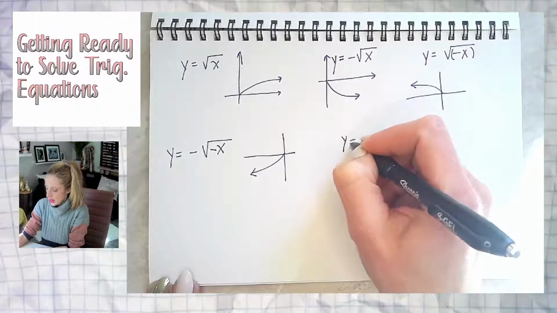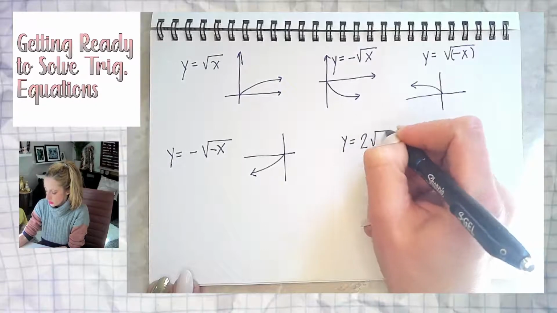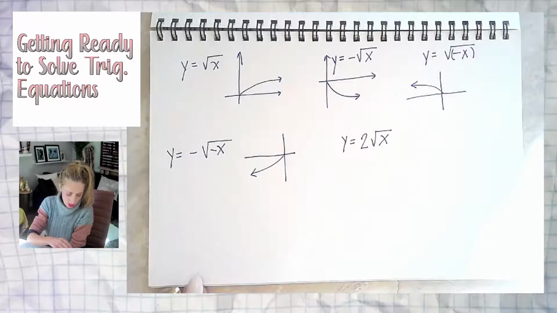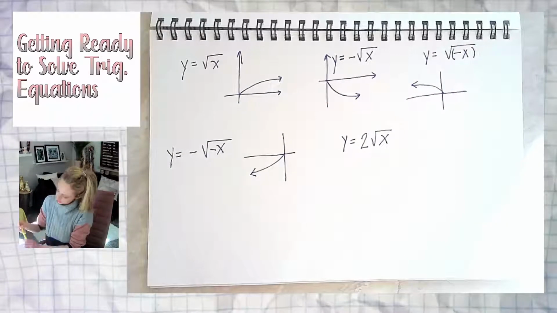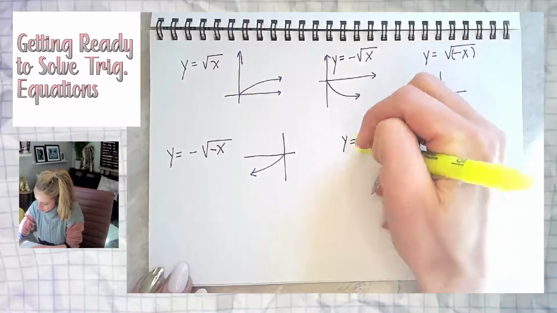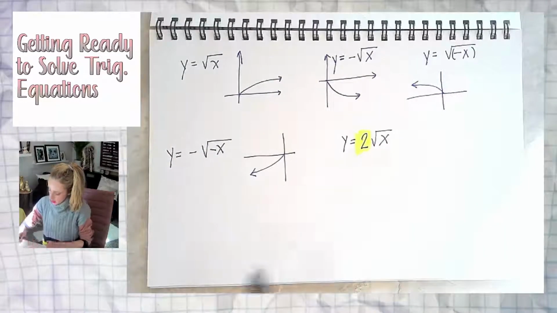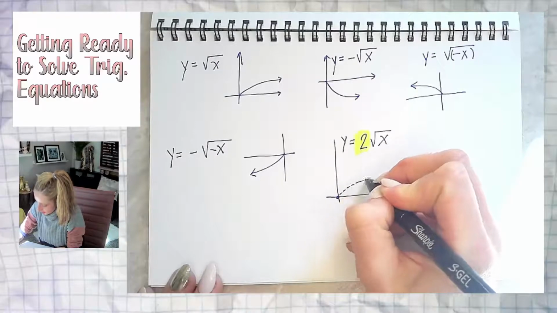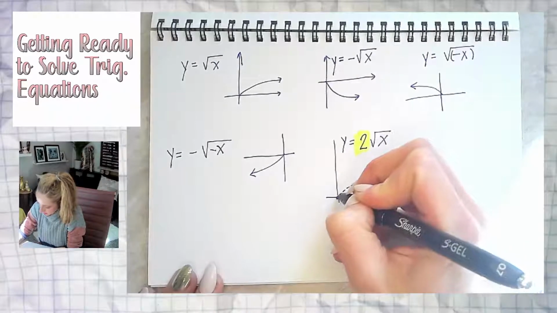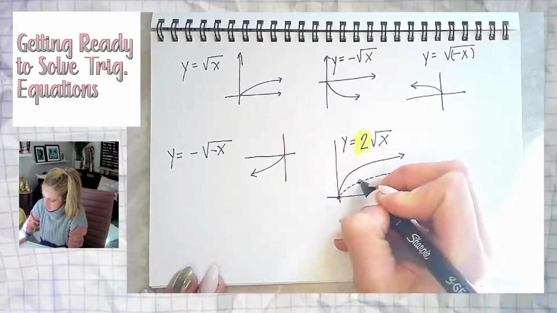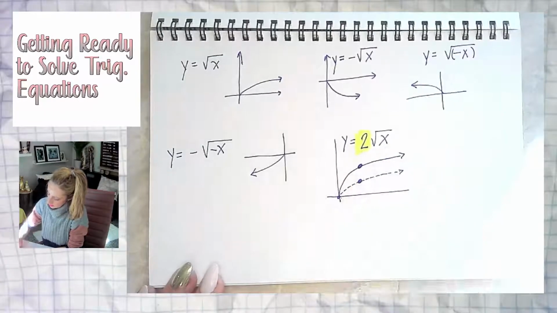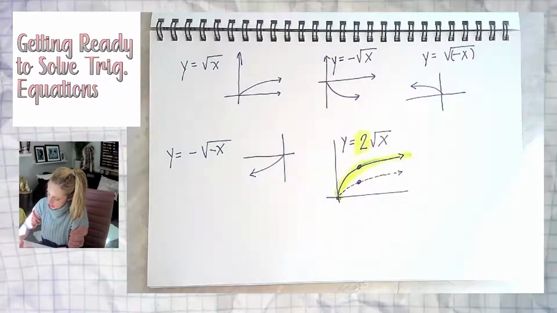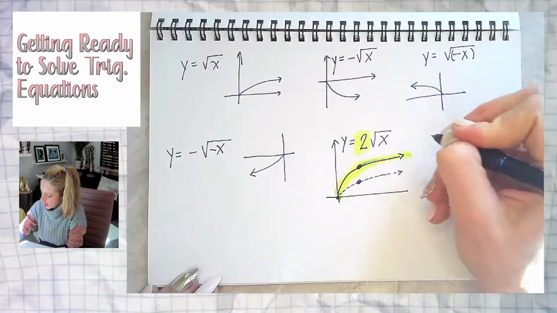If I have y equals 2 square root of x, I'm going to, just so you can see the difference, okay? If the original is this, this would be like this. It's going to go like that. Okay. That's what you were just saying, Makai, I believe.